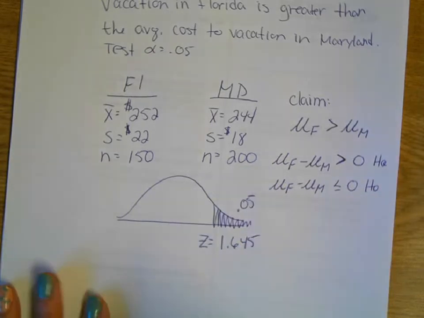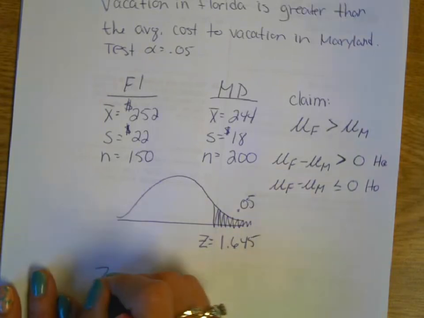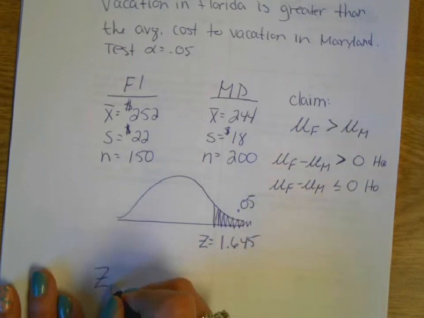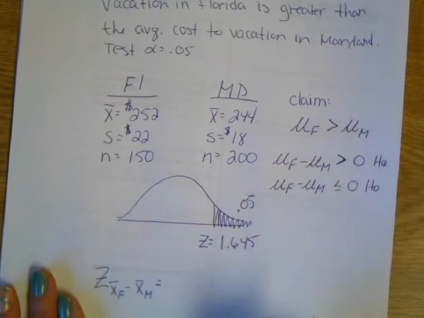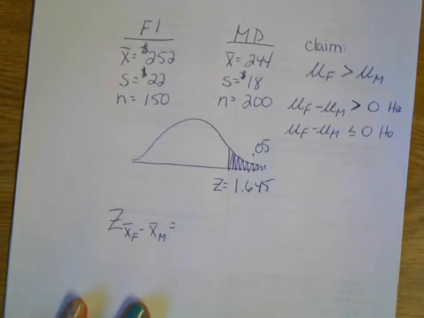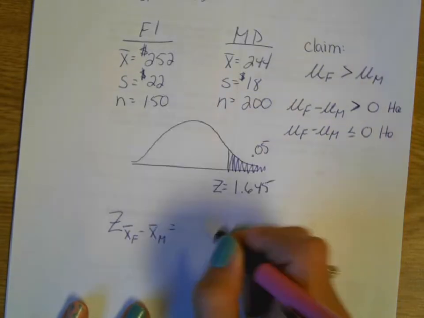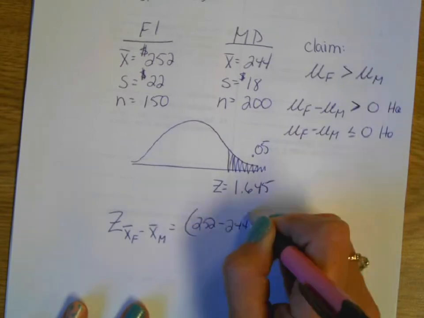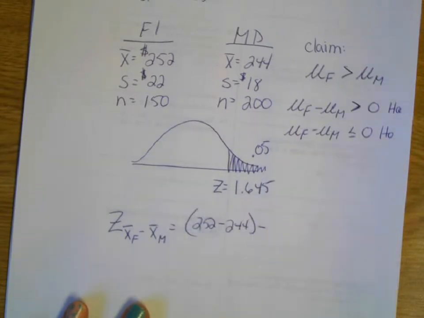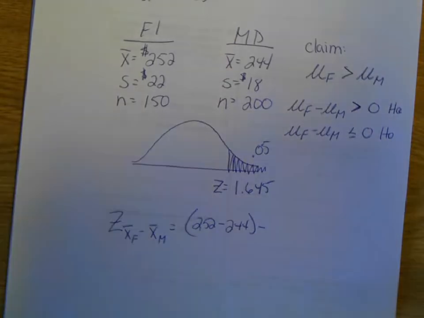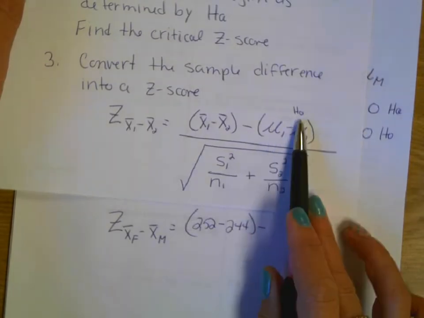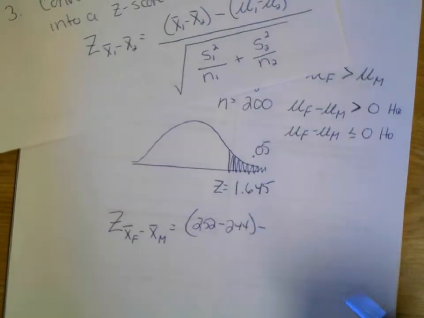Now we do the big ugly plug and chug formula for our difference in the sample means, and pay attention to the claim. I did Florida minus Maryland. So the mean for Florida minus the mean for Maryland. So Florida's first, 252 minus the 244. And it's asking me to subtract the difference in the population means from the H0. That's still a 0, till our next example.